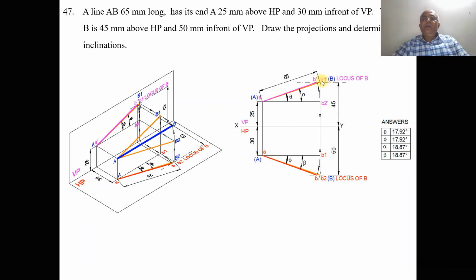So now we got the true length in the front view and the true length in the top view. Since it is a true length, you mark this as capital B and you mark this as capital B. Then you take the front view true length.